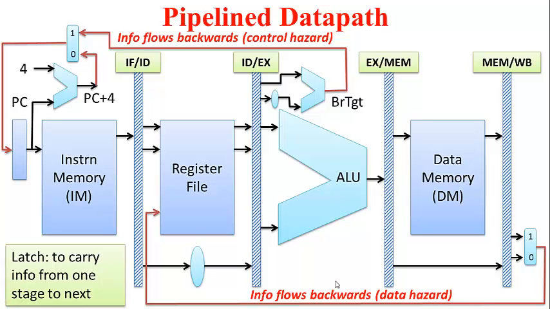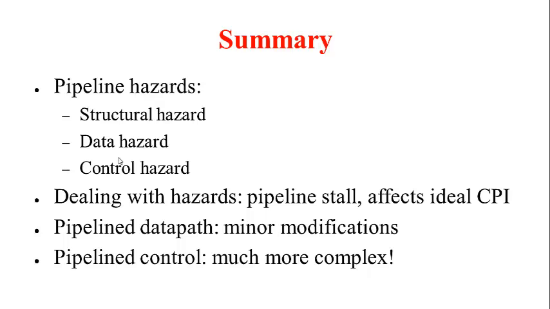Pipelines do not like backward flow of information, and these are going to be the problem cases to deal with in our pipeline implementation, specifically the pipeline control. To summarize, we saw that pipeline implementation has to deal with different kinds of hazards, 3 different kinds at a broad level: structural hazard, data hazard, control hazard.